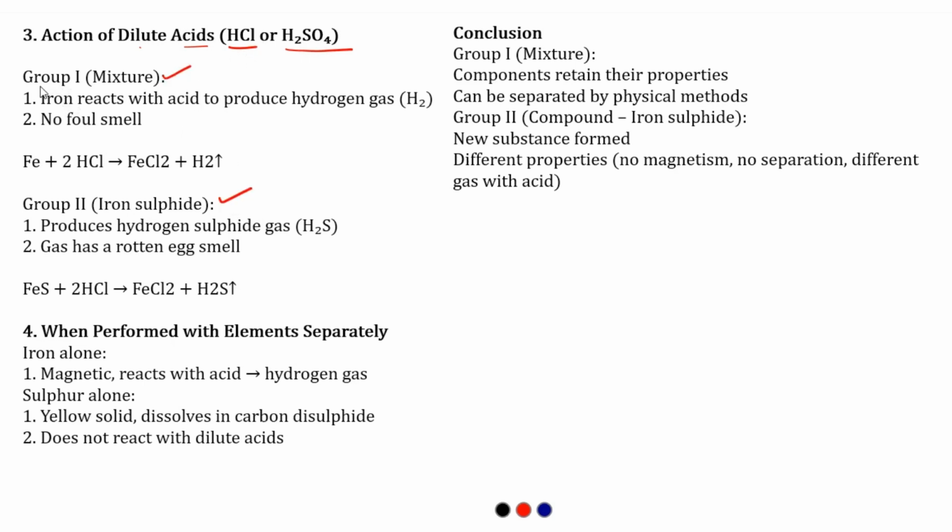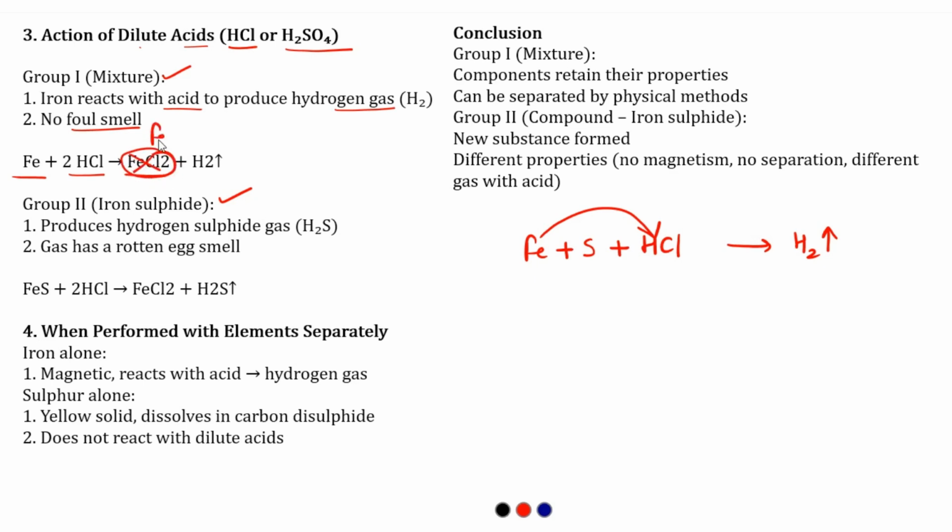So see the first one, group 1 mixture. Iron reacts with acid to produce hydrogen gas. No foul smell. So remember, when we took group 1 mixture, that is iron filings and sulfur, and in this we added dilute hydrochloric acid, iron will react with hydrochloric acid and it gives formation of hydrogen gas. So what is the reaction? So see the reaction, only iron reacts with HCl and it gives FeCl2. Actually it should be written like this. Let me write it once again.